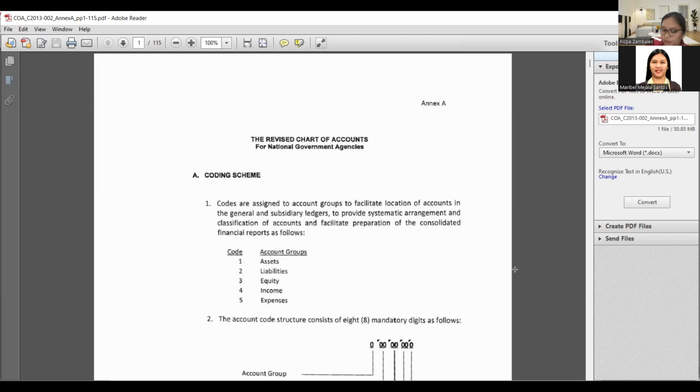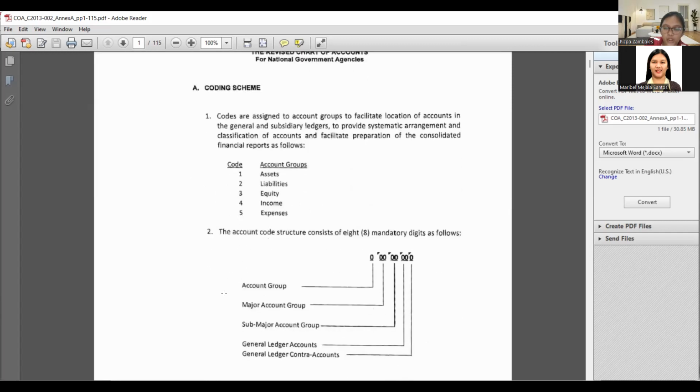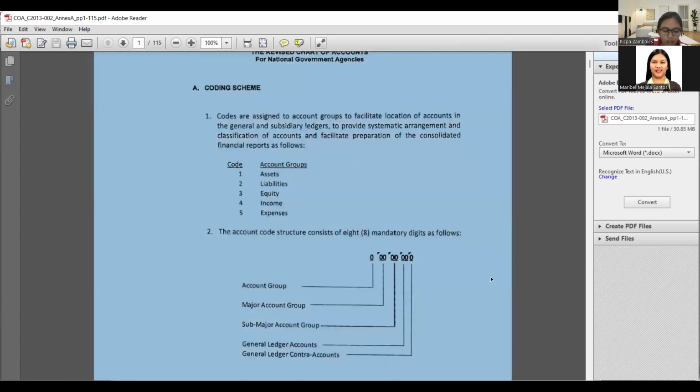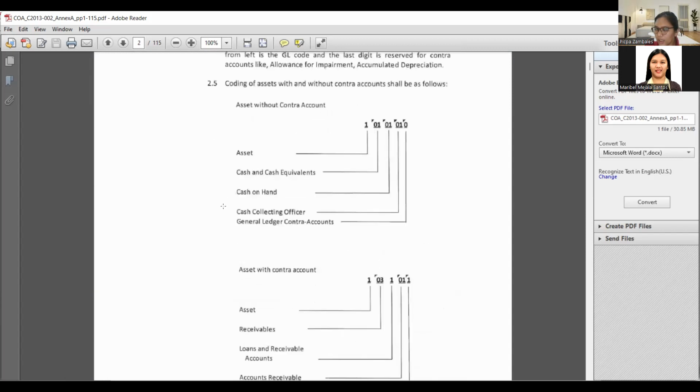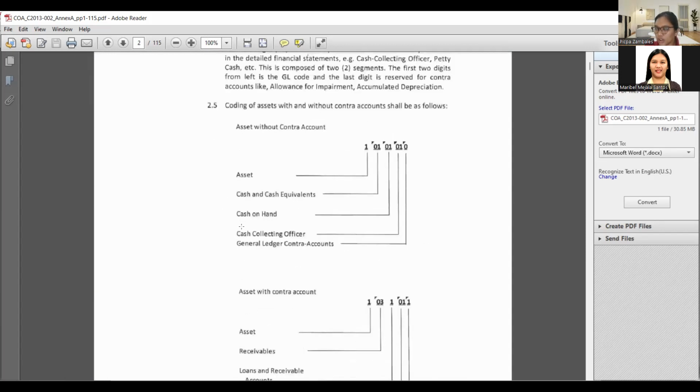So account group, so ganito siya hinahati. The account group, then major account group, sub-major account group, general ledger accounts, and general ledger contra accounts. Dito medyo familiar ka na kasi mas familiar tayo dito sa mga elements of our financial statements. So under the elements, siguro hindi ko naman naiisa-isahin yung elements sa inyo.